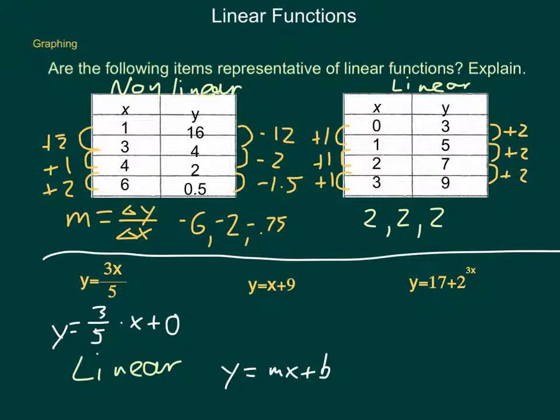Next, y equals x plus 9. I see the y, I see the x, and I see the b. Do I have an m value? Well, anytime I have a single variable by itself, I could write it as y equals 1 times x plus b. So my slope in this case is the number 1, and I would say yes, this is linear.